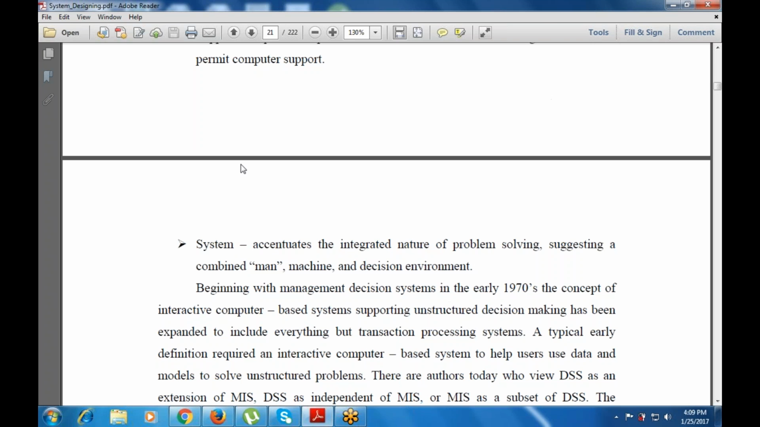And when we talk about the beginning of management decision systems in the early 1970s, the concept of the interactive computer-based system being used with unstructured decision making was expanded to include everything but the transaction processing system. So that is used with the transaction processing system, and the typical early definition that is available.